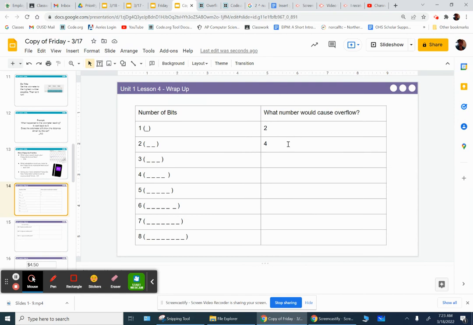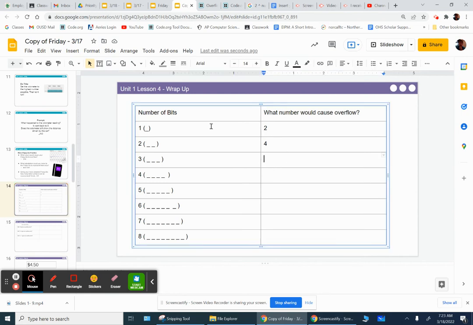So the number that's going to cause overflow is the exact same formula we did earlier. It's that, like with 1 bit, we can only represent 0 or 1. So 2 is the first number that causes overflow. With 2 bits, the biggest number you can represent is 1, 1, or 3. So it's 4. And this pattern stays the same. So we can just double it every time we go down. So that formula comes in handy again.